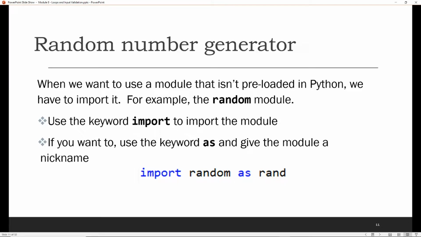We're going to use the keyword import to import the module. If you would like, you can also use the keyword as to give the module a nickname. For example, import random as rand. This is because we're then going to call certain functions on the module random. In this case, we're going to use randint to generate a random or pseudo-random number between two integers, inclusive.